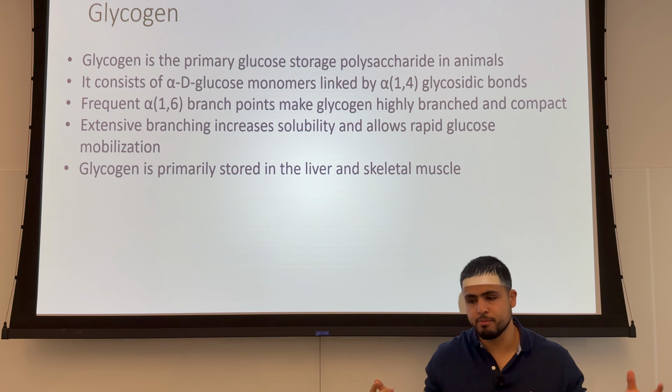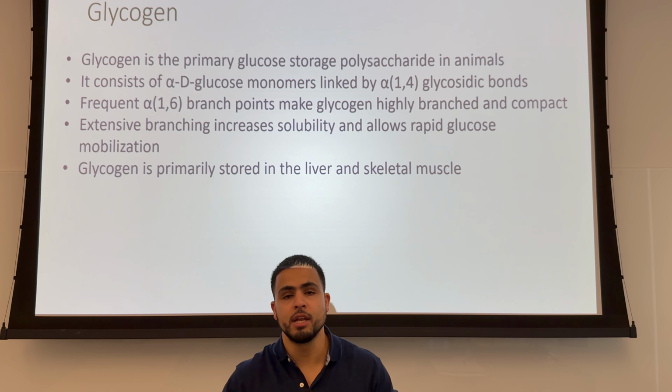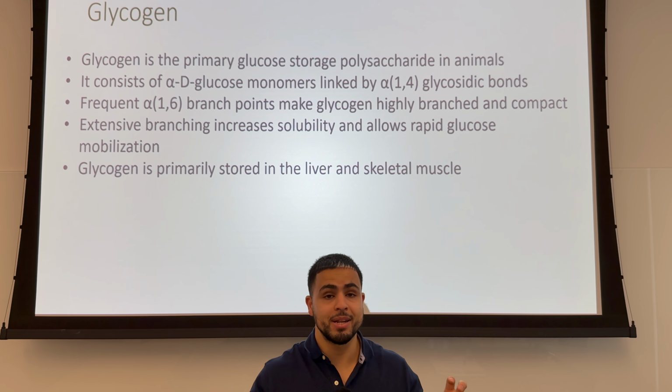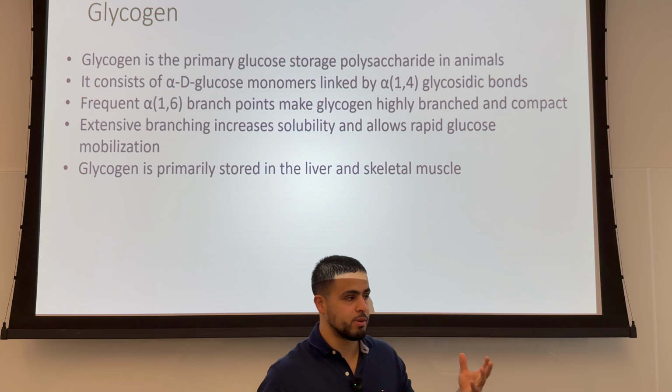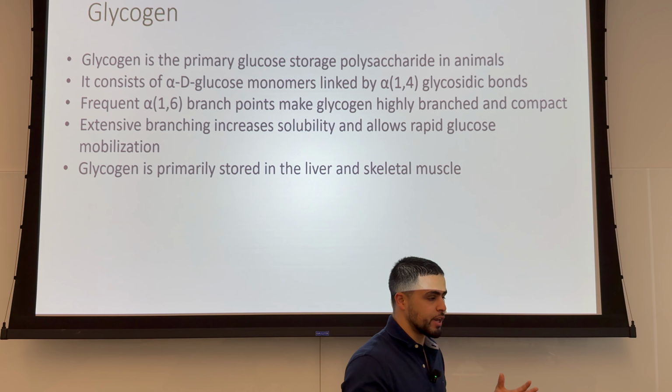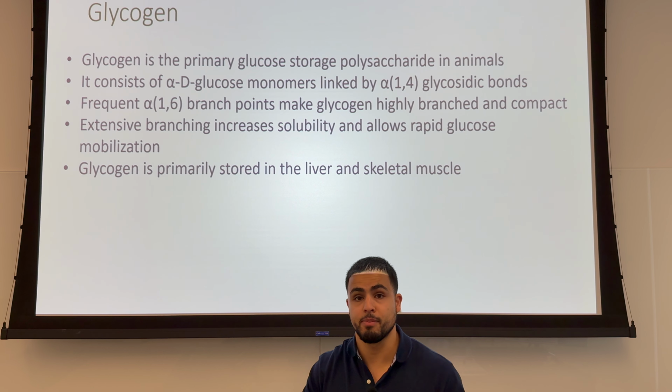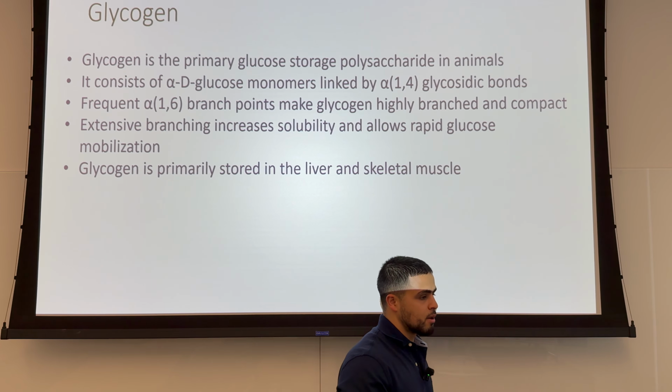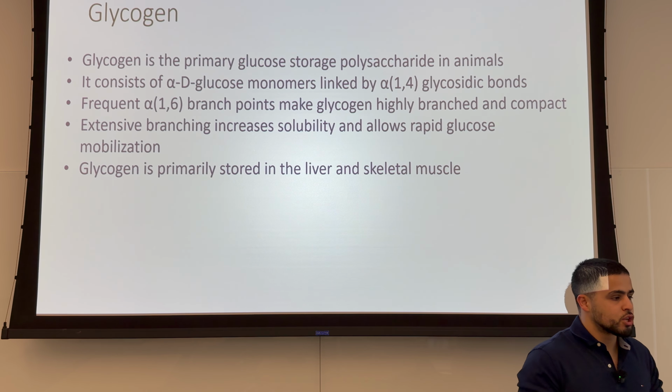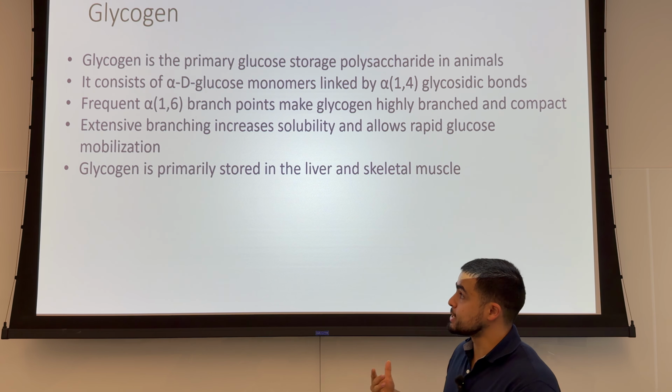And this is quite important because presumably animals will need a more rapid release of glucose compared to plants, such as in the case of fight or flight. You know, plants aren't getting up and running away from a lion, but animals are. Okay, so glycogen is primarily stored in the liver and skeletal muscles.